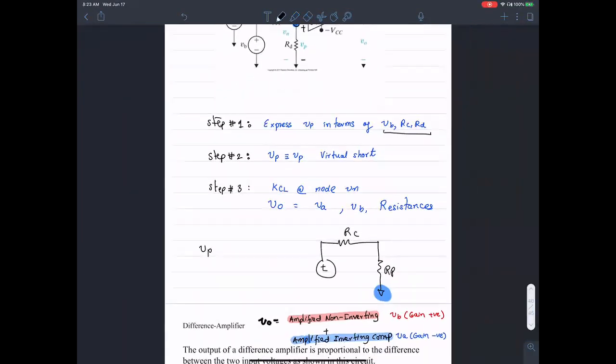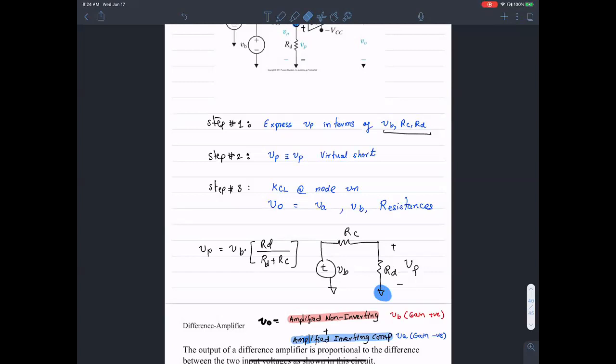So it's equivalent to finding the voltage Vp, which is the voltage across this resistance Rd, which is simply a voltage division between Vp and Rc. So Vp would be the applied voltage Vb times Rd over the total resistance. I should have said Rd, right? This guy is Rd. Rd over Rd plus Rc. Simple voltage division. So that's the first step done.